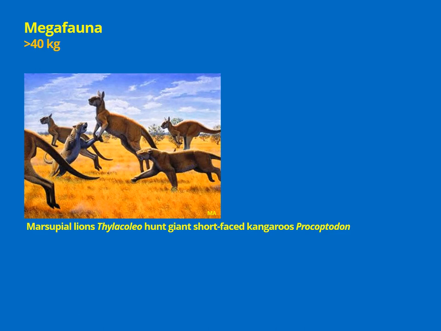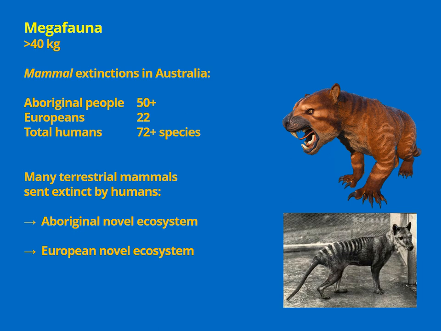The mammals of Australia have undergone many extinctions. It would appear that the first people wiped out over 50 species, double the number that the Europeans wiped out. And this pattern of human impact on naive faunas occurs in other continents, of course, particularly in the Americas, as you know. Also in Eurasia to some extent.